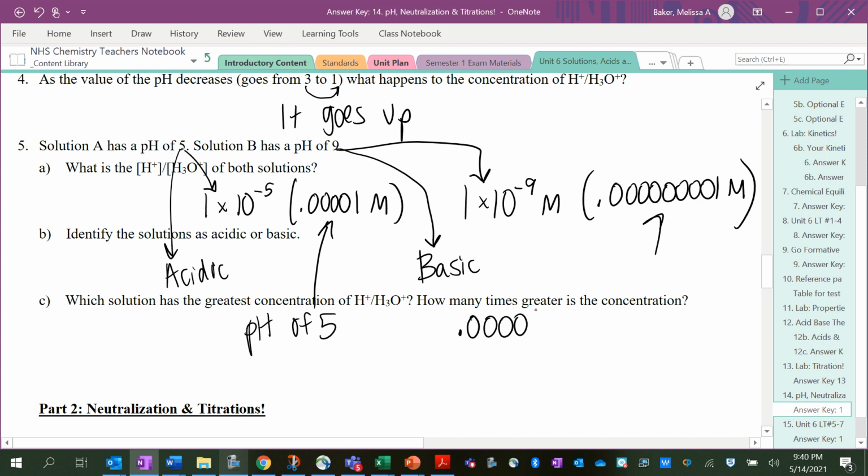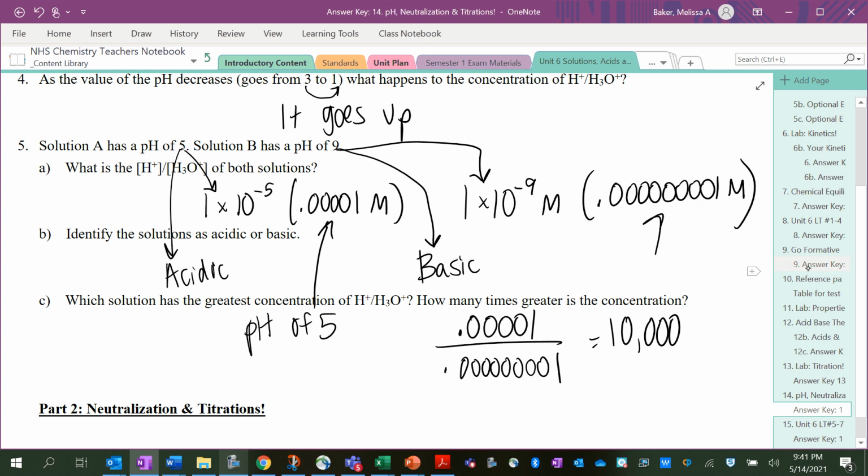Well, let's do it. 0.00001 divided by 0.000000001. How many times bigger? I'm going to put this into my calculator to make sure I get it right. Oh, it says error. Okay. 0.00001 divided by 0.000000001. 10,000. So that's a big difference, 10,000 times more concentrated.